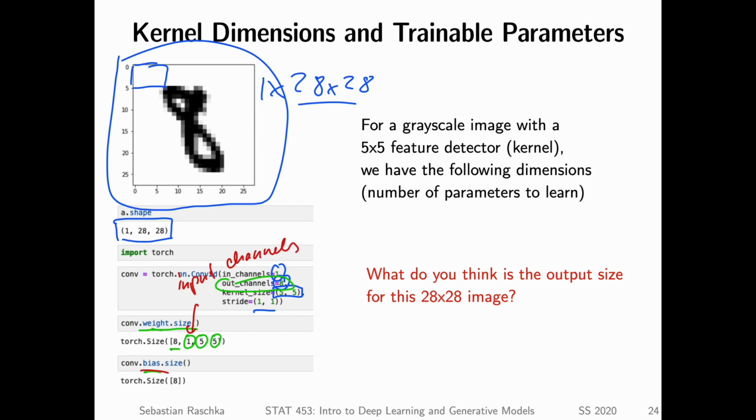And the bias, we have 1 bias for each output channel. So we have 8 bias units. So again, here we would have 8 times 1 times 5 times 5 plus 8 parameters.